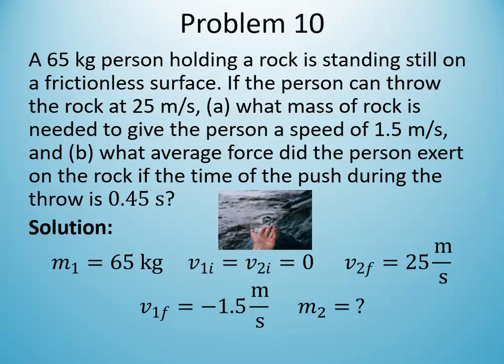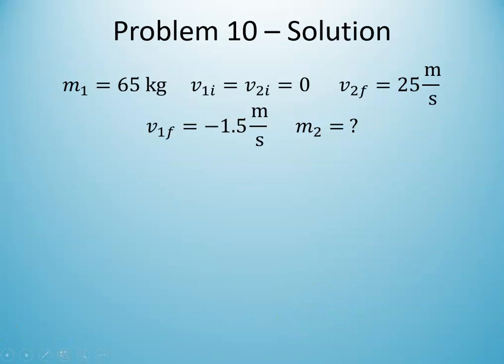And what average force did the person exert on the rock if the time of the push during the throw is 0.45 seconds? So, as before, we write our givens. Both initial velocities are 0, and we're saying that the rock is object 2 and the person is object 1, and we want to know what mass of rock is needed in order to make this occur. So, here's where we stand so far.